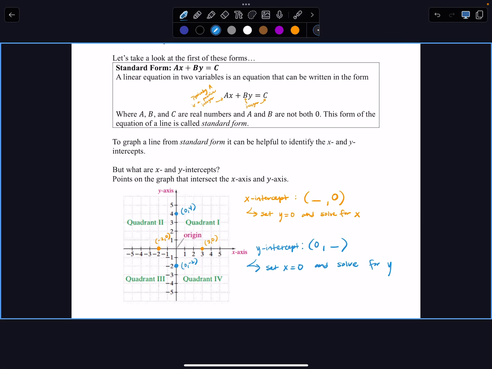Okay, so we've talked about standard form of the equation of a line, ax plus by equals c, so both variables are on one side of the equation and then the constants on the other. And graphing from standard form, it's usually the most efficient to identify the x and the y intercepts. So the point that would intersect the x-axis and would then have a y-coordinate of 0, and then the y-intercept would be the point that would intersect the y-axis and have an x-coordinate of 0.